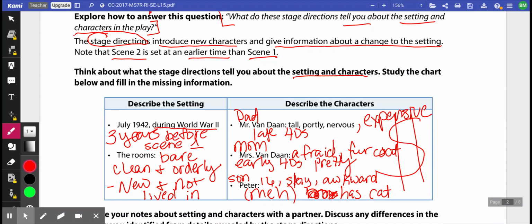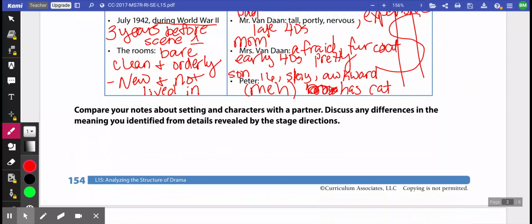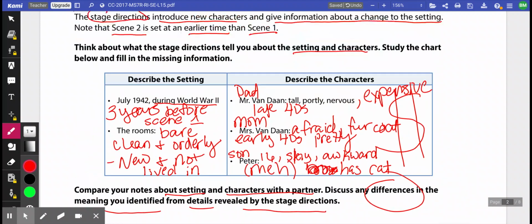Okay. So if we missed anything, at the bottom it's telling us that if you were in the classroom, you'd be with a partner, and you'd get to discuss any differences in the meanings you identified from the details revealed by the stage directions. So did I miss anything? You can comment in Google Classroom or even on our stream if you found something that I missed or that I might not have talked about and you think is really important for what we're dealing with when it comes to our stage directions here.